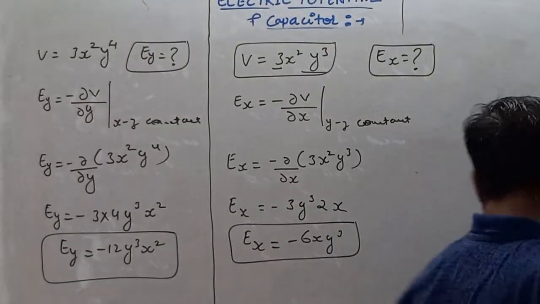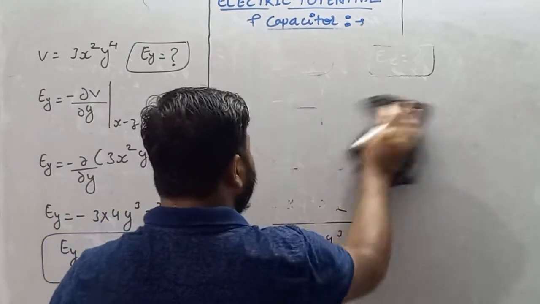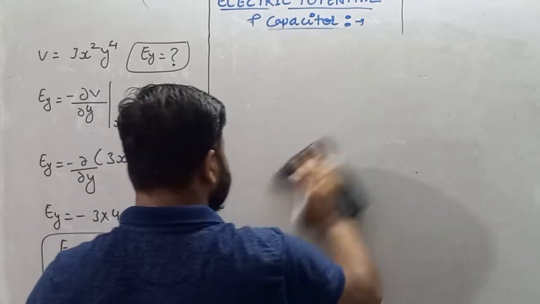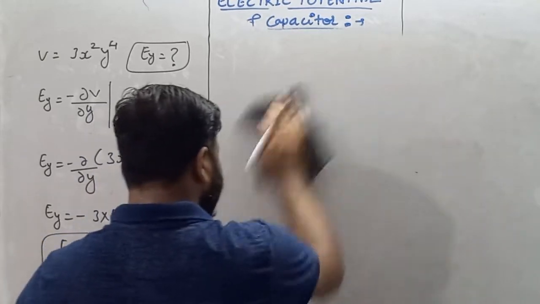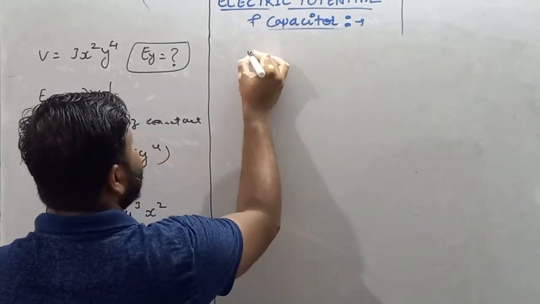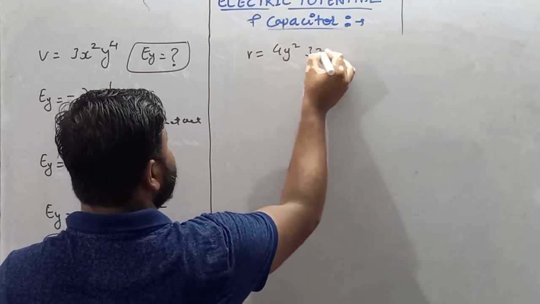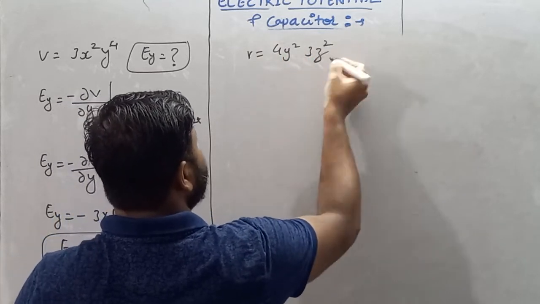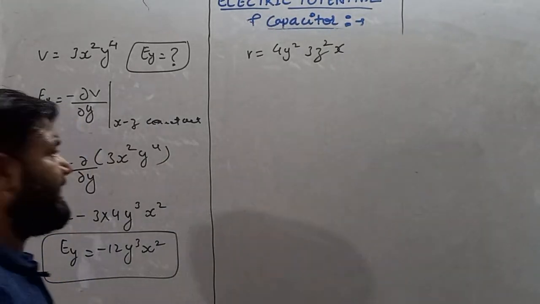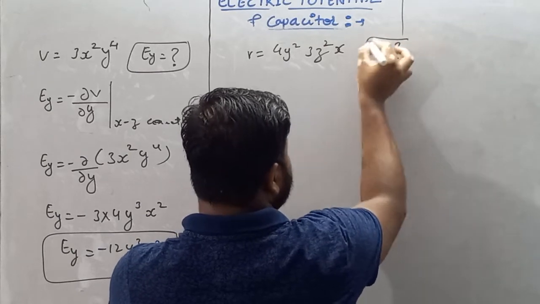Let us consider one more example, my dear student. I hope you all are understanding how we have to perform partial differentiation. Let's suppose potential can be written as 4y square 3z square x, so 4y square 3z square x, and let's suppose we have to find electric field along z-axis.